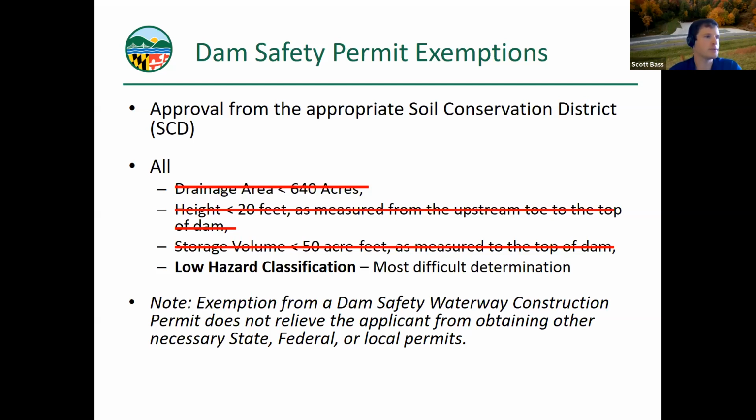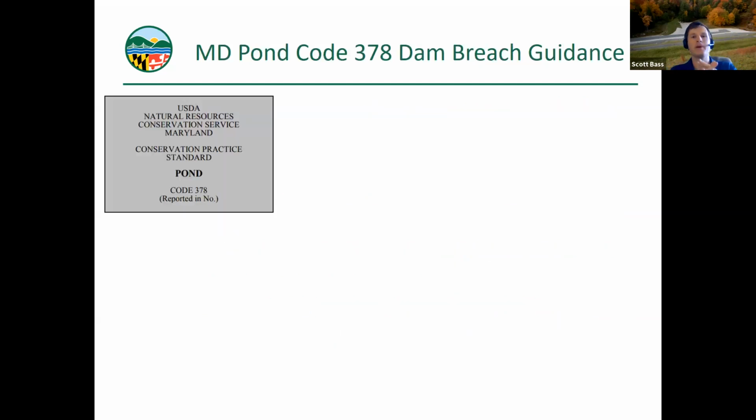Just a quick note, an exemption from a dam safety waterway construction permit does not relieve the applicant from obtaining any other necessary state, federal, or local permits. So let's talk about, if you will, the Bible of small ponds in Maryland, and this is Maryland Pond Code 378, the law.